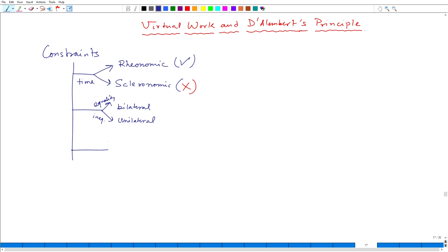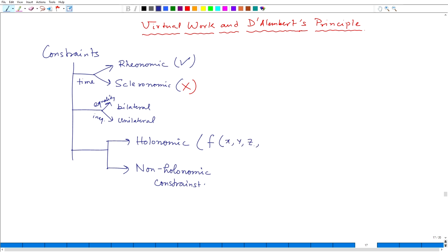Then we defined two very important class of constraints. The first one is holonomic constraint, the second one is non-holonomic constraint. So, the holonomic constraint should always be put in a form f(x, y, z, t) = 0, for 3D space of course, and t will be equal to 0.